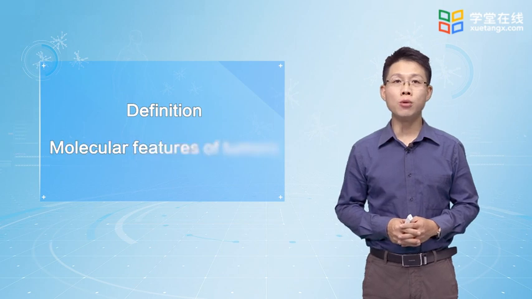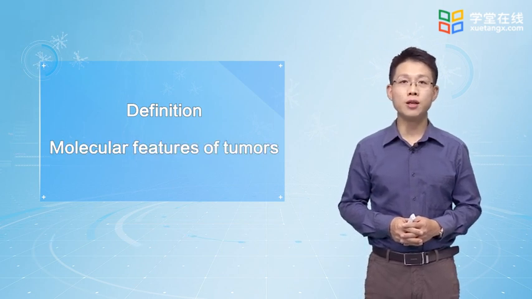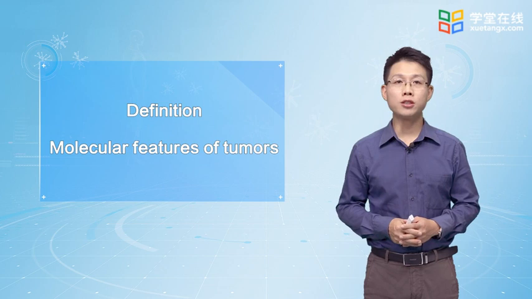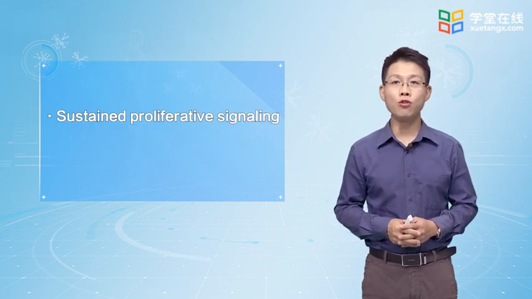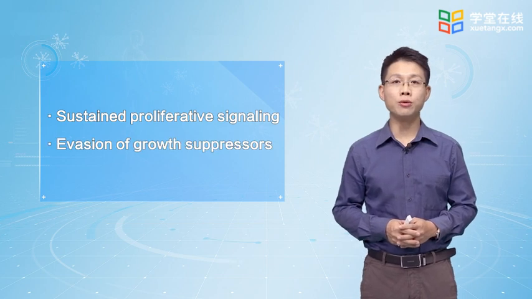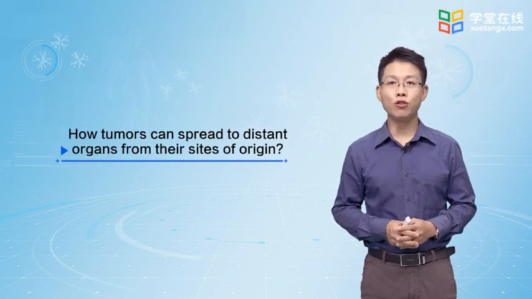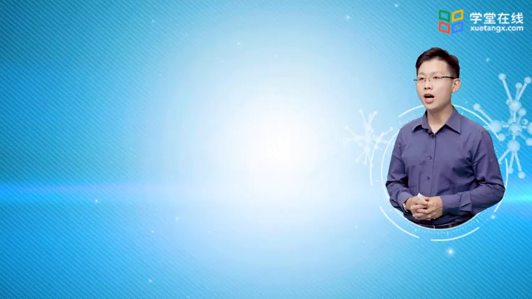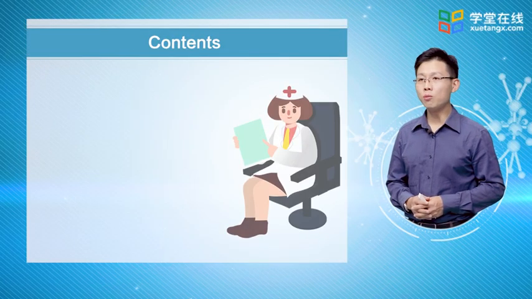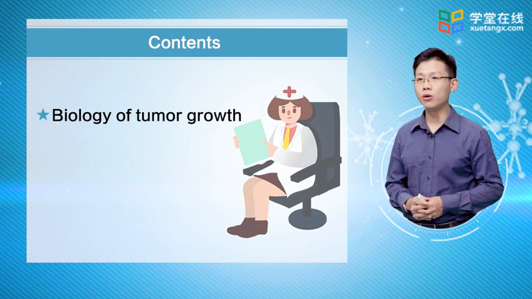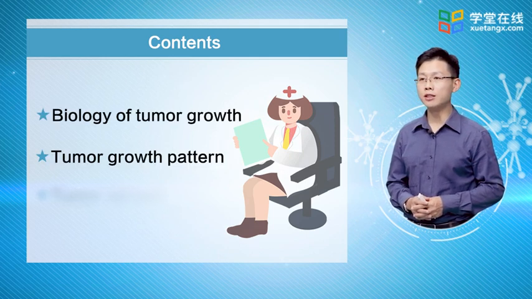Last lecture, we discussed the definition and molecular features of tumors. And now, you know some hallmarks of tumor, such as sustained proliferative signaling and the evasion of growth suppressors. Today, we are going to talk about how tumors can spread to distant organs from their origin. I will introduce tumor cellular behavior from these aspects: biology of tumor growth, the growth pattern, and the spread.